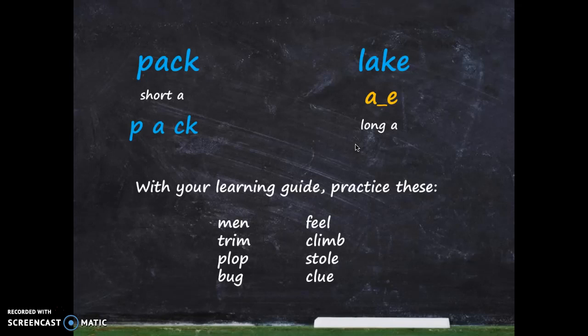With your learning guide, I would like you to practice these words. So go ahead and write these words on your whiteboard: men, feel, trim, climb, plop, stole, bug, and clue. See if you can identify whether these are long or short vowel sounds. When you are done, you may resume our video.